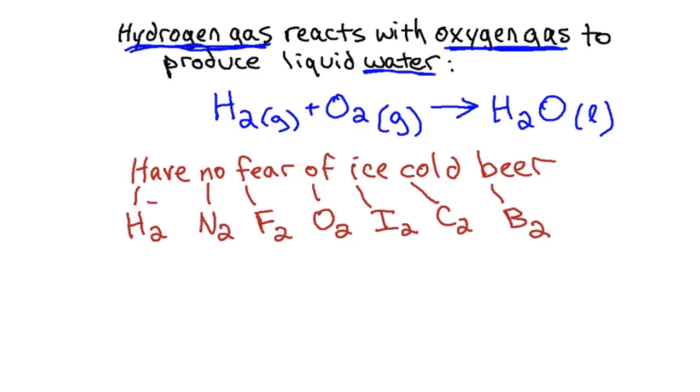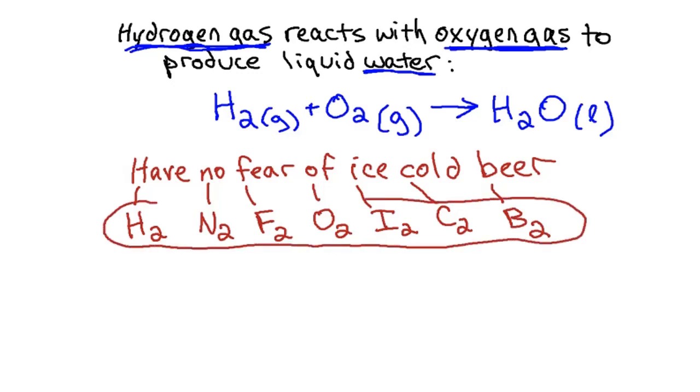So these elements specifically always come in pairs and twos when we're talking about gas. This is how they naturally just appear as gas. They come in pairs. So two hydrogens, two nitrogens, two fluorines, two oxygens, two iodines, two carbons, and two borons.